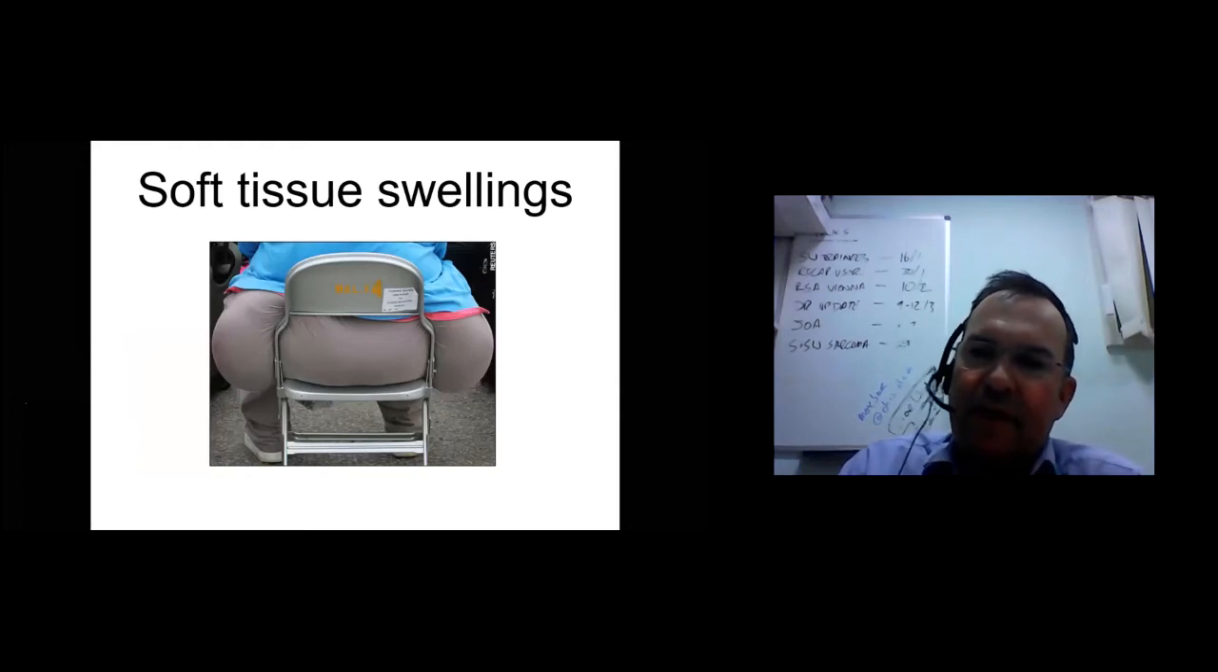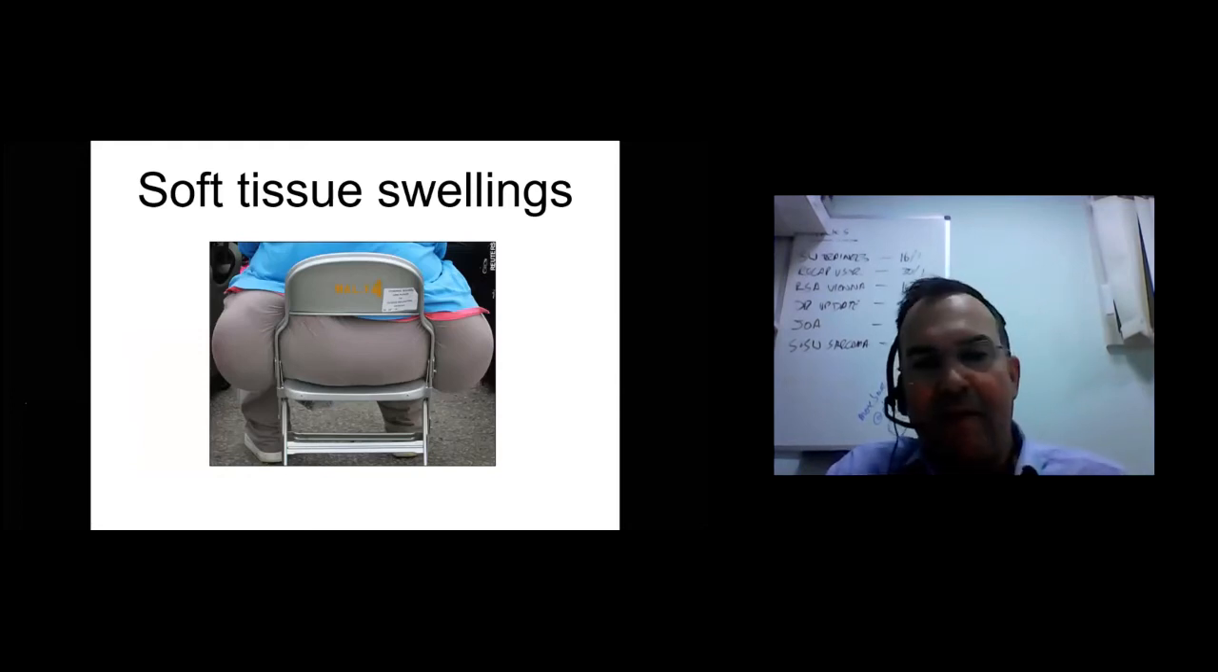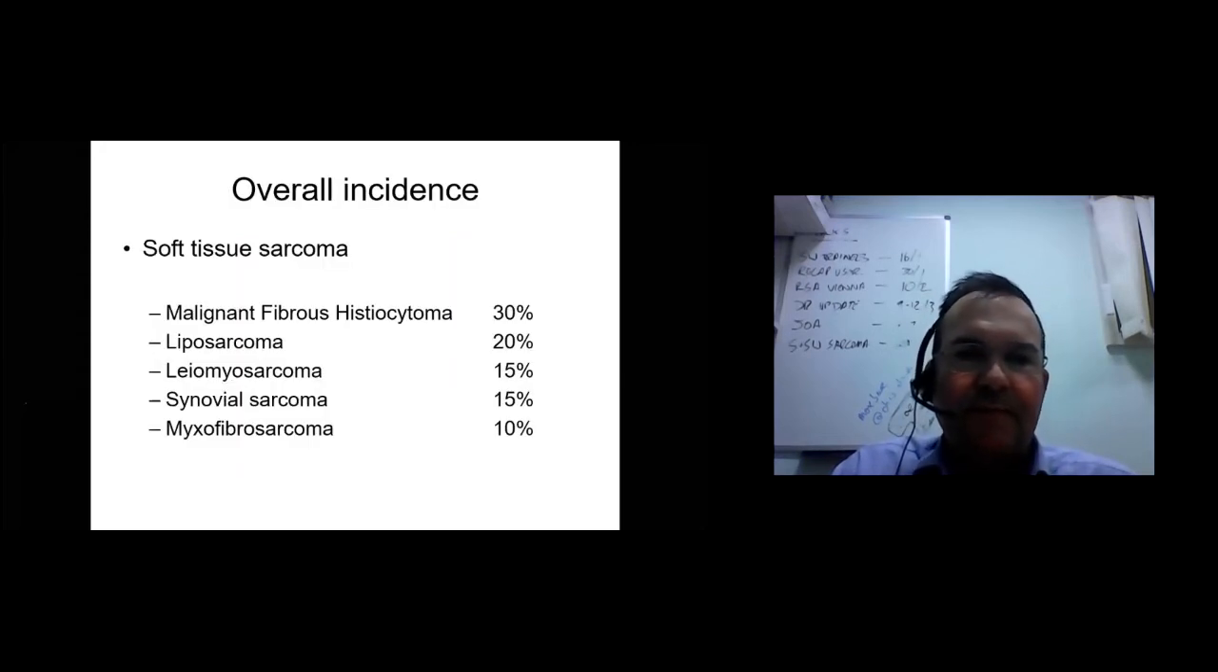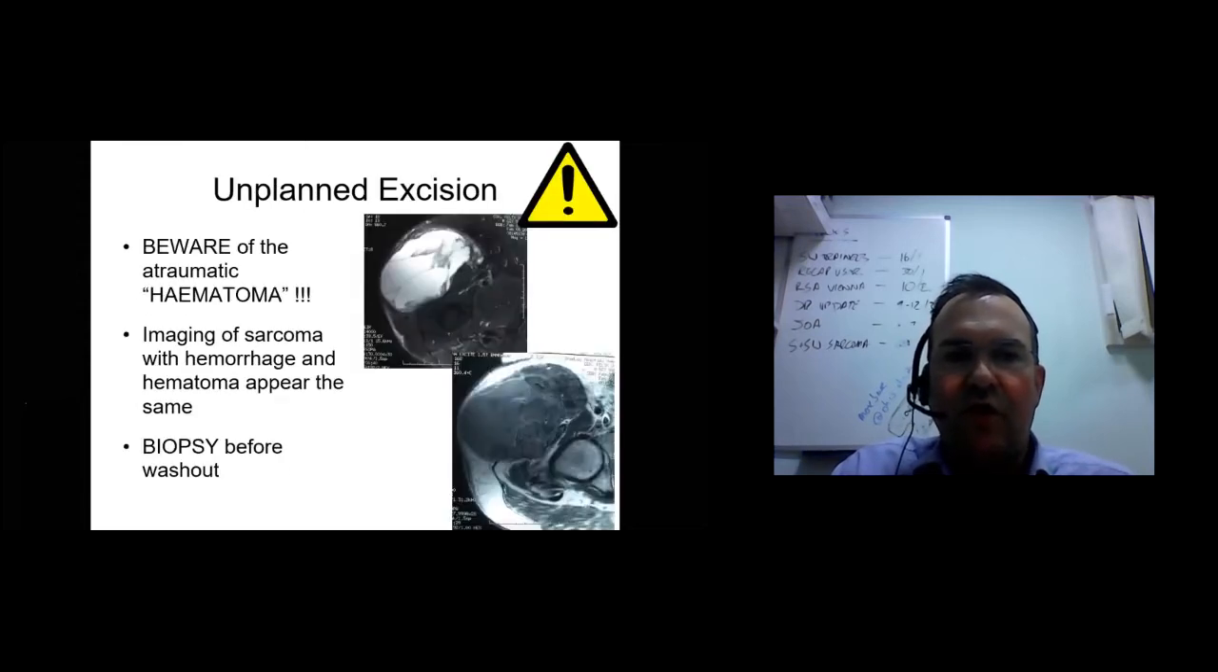So let's talk about a few of the important soft tissue swellings. These are the ones that I think might reasonably come up in the exam. And we'll just try and give you a few facts to hang like coat hooks that you can talk about them. So these are the ones I think you might see. Malignant fibrous histiocytoma, MFH, liposarcomas, leiomyosarcomas, synovial sarcomas, and myxofibrosarcomas. Let's just talk about a few of those.